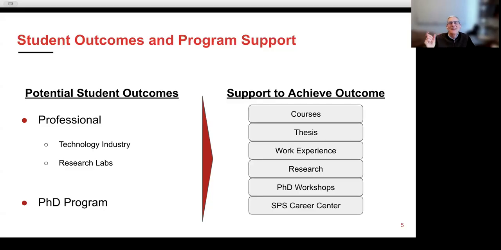That's important. Then another key piece of it is a thesis. Now, a thesis can be applicable both to the professional side and also to the PhD side. And then we also have people who don't do a thesis and go into even a PhD program without the thesis. I think that's fine as well. Then obviously work experience becomes a big issue.